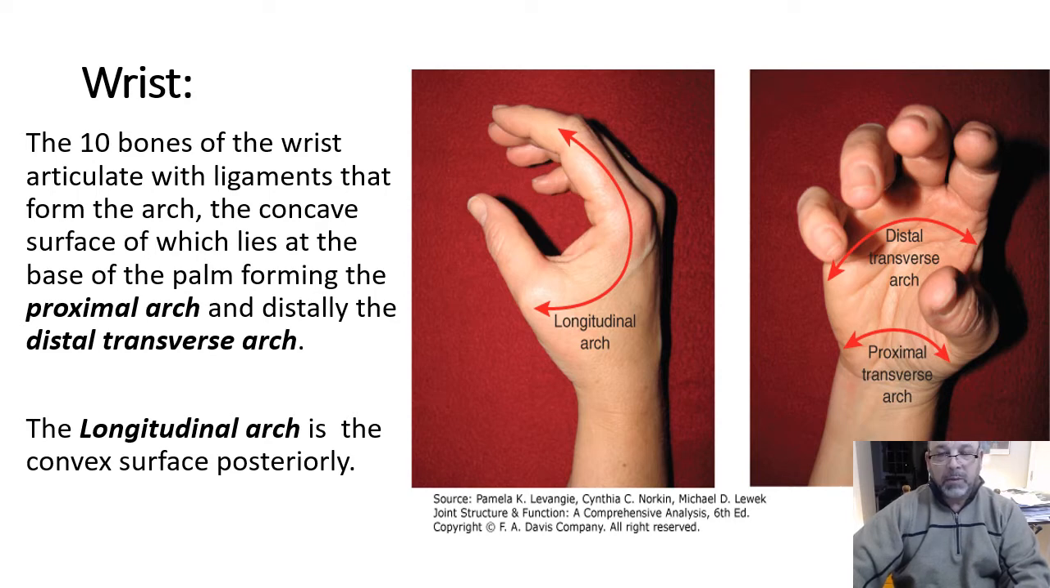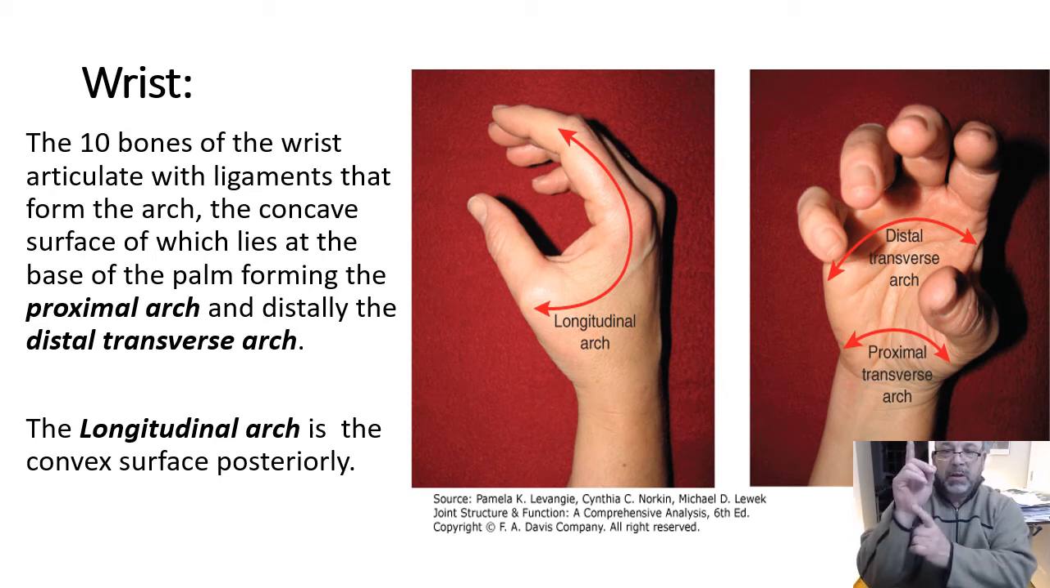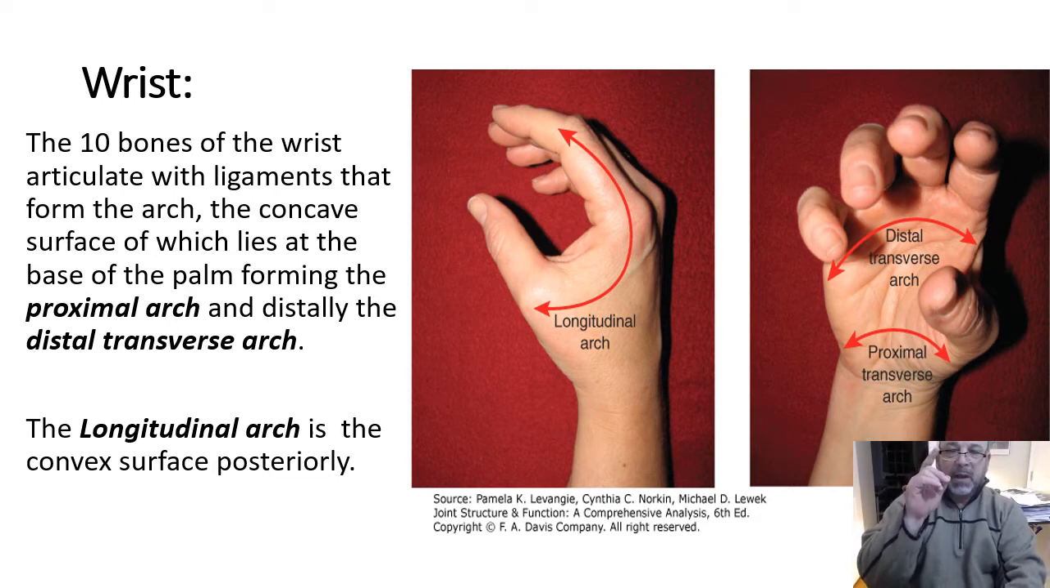They articulate with ligaments that form these arches. We have 2 arches anteriorly: the proximal and the distal transverse arch, like you see straight above here. The proximal is closer to the proximal portion, and the distal is closer to the distal portion of the row of the hand. That helps to form an arch, so the hand's arched this way. Then when we look at the other view here to the left, you also have what's called the longitudinal arch. So you have a proximal transverse arch, a distal transverse arch, and then a longitudinal arch on the convex surface.